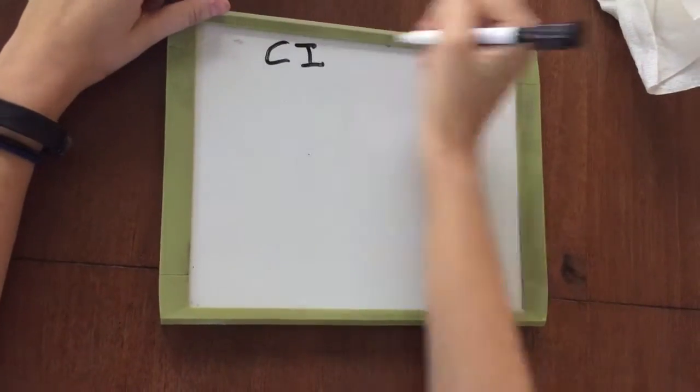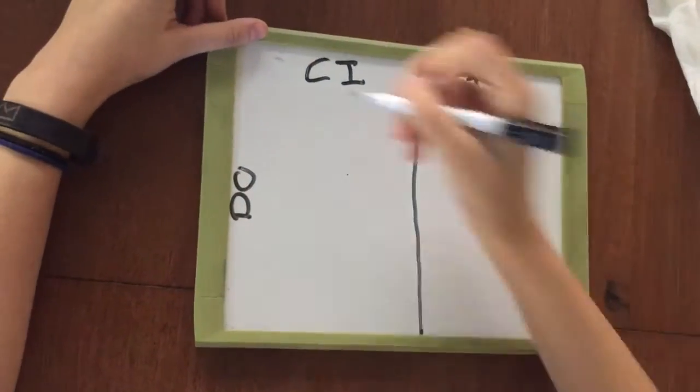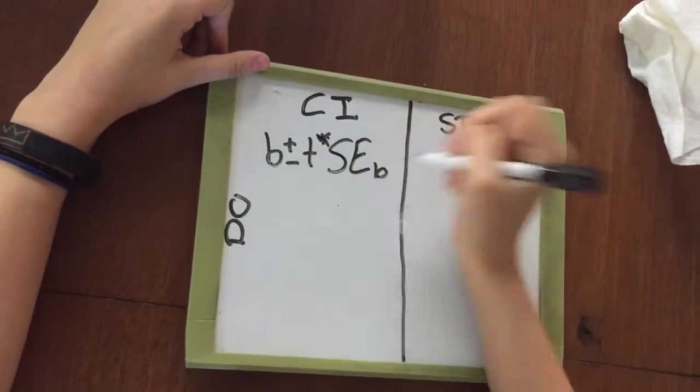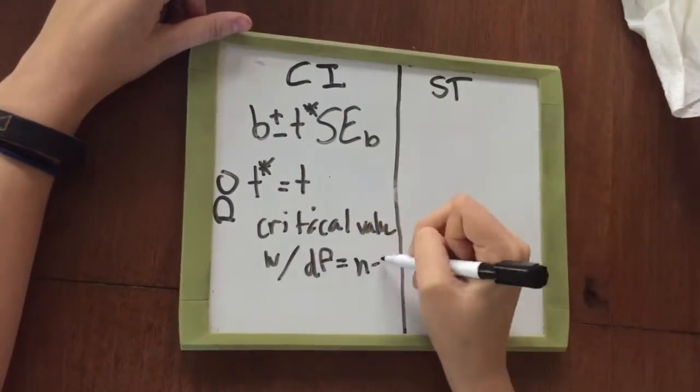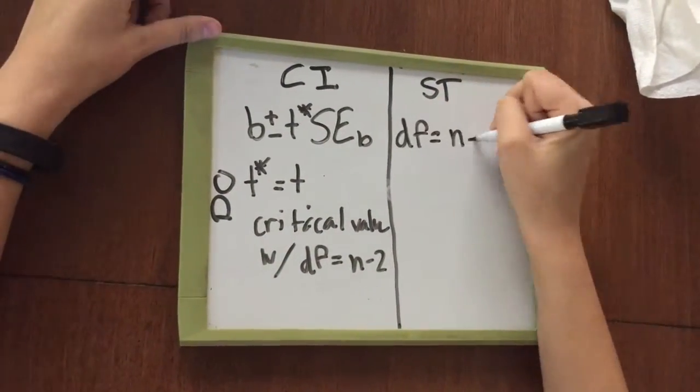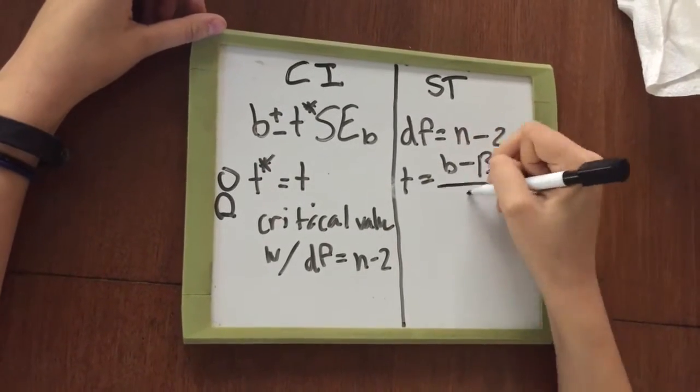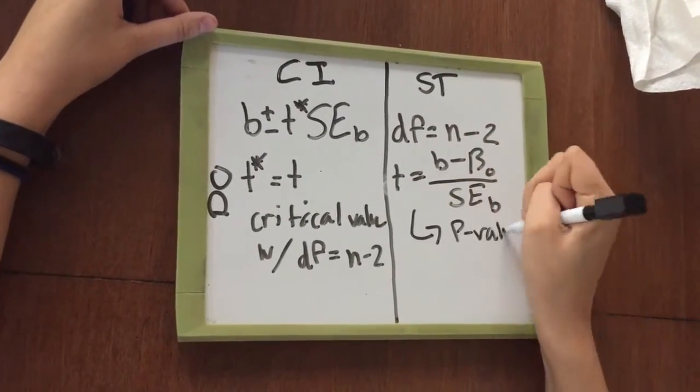So the do step for confidence interval and significance test. For a confidence interval, it is slope plus or minus the t-critical value times the standard error of the slope. The degrees of freedom is n minus 2. For a significance test, it is t equals the slope minus the null hypothesis value over the standard error of the slope.